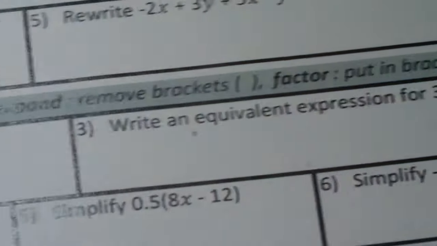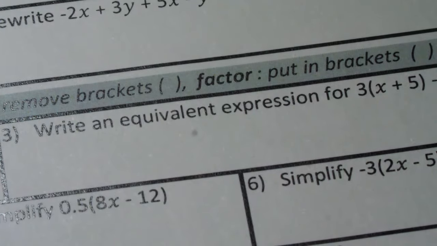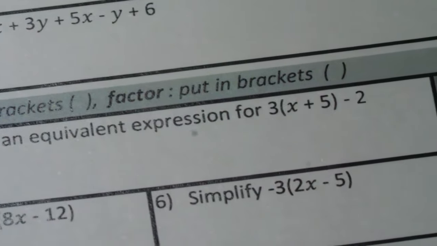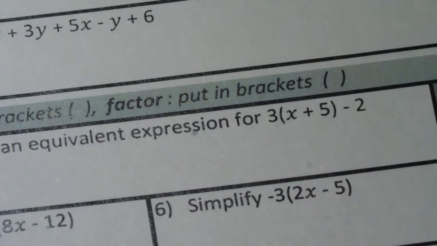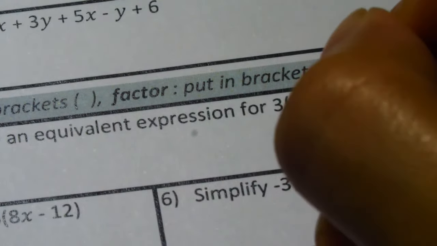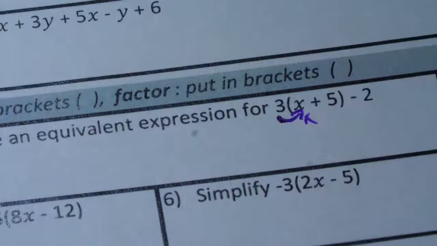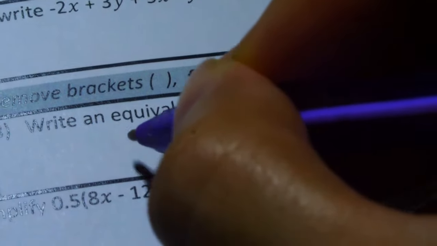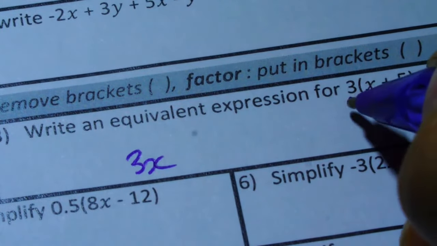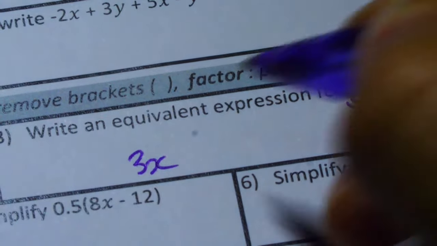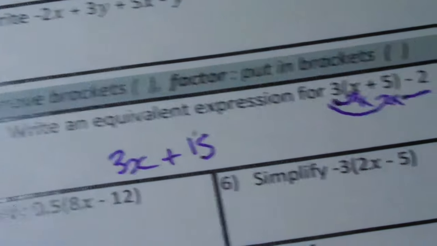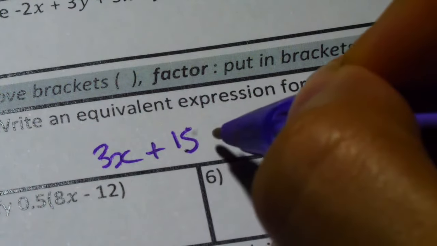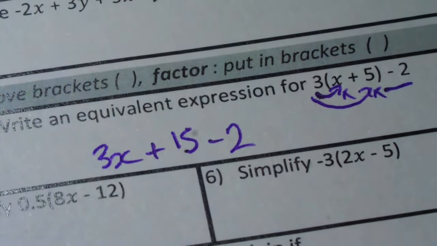Okay. Question number 3. Write an equivalent expression for 3 brackets x plus 5 minus 2. So we're doing the same thing. 3 times x, that's 3x. 3 times 5 is 15. And now we have the minus 2. So we have to write here minus 2.